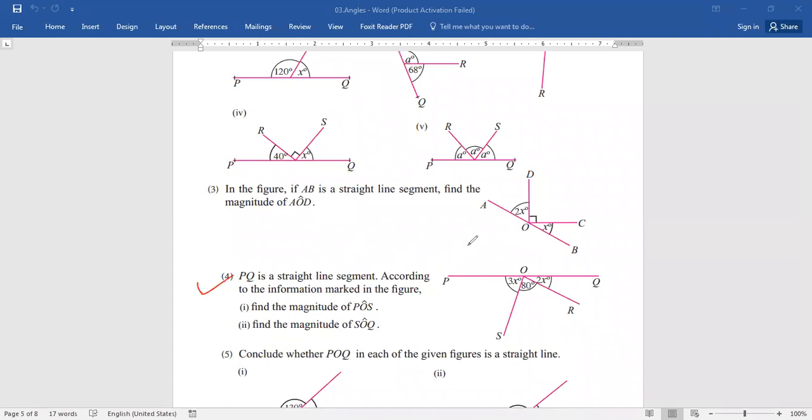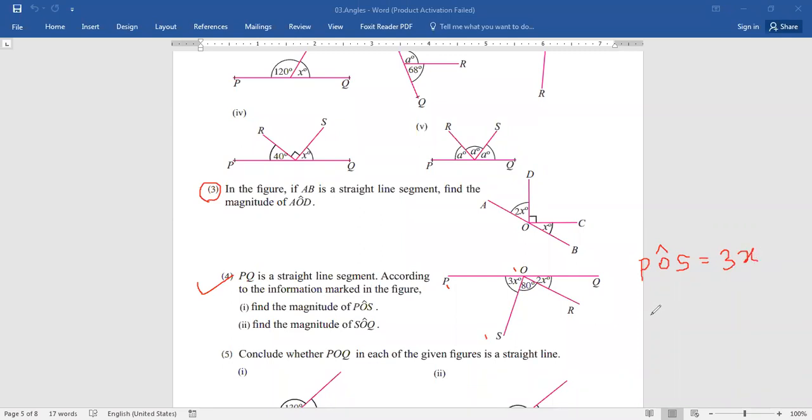You can do this fourth one by looking at the third one, right? Please write down what is on the board. So you have to use the same way in order to find the magnitude of POS, that means 3x. If you are going to find angle POS, you have to find 3 times x.